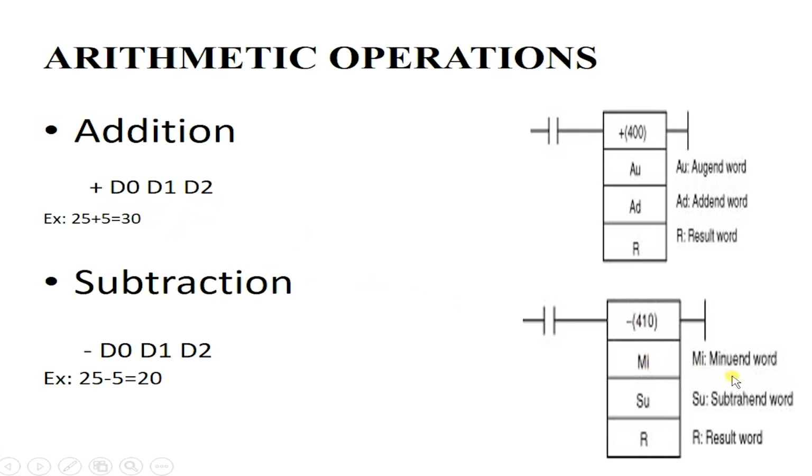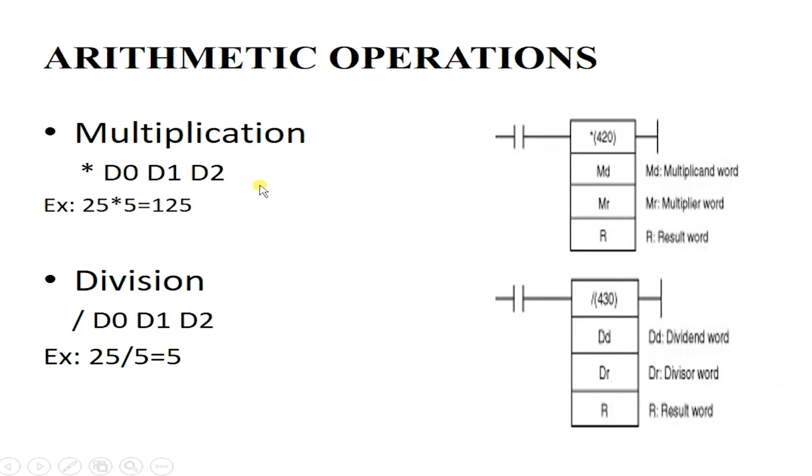Next, if we go to the subtraction, we will be using the minus symbol. MI means minuend word, SU means subtrahend word, R will be the result. So SU will be subtracted from the MI. MI minus SU will be the result R. So minus D0, D1 and D2. D1 will be subtracted from D0 and the output will be stored in D2. For example, D0 is 25, D1 is 5 and the result is 20, that will be stored in D2.